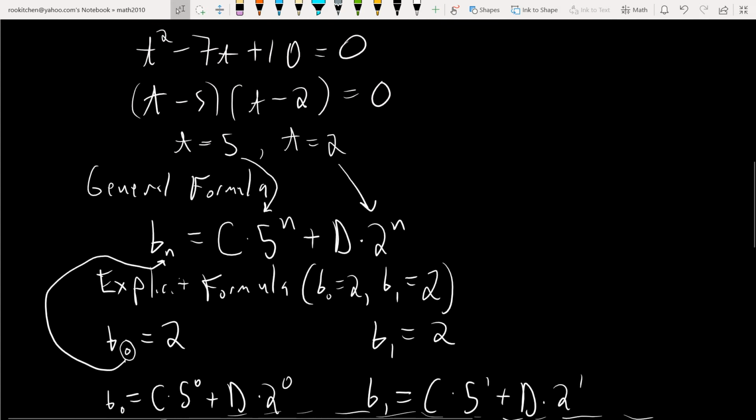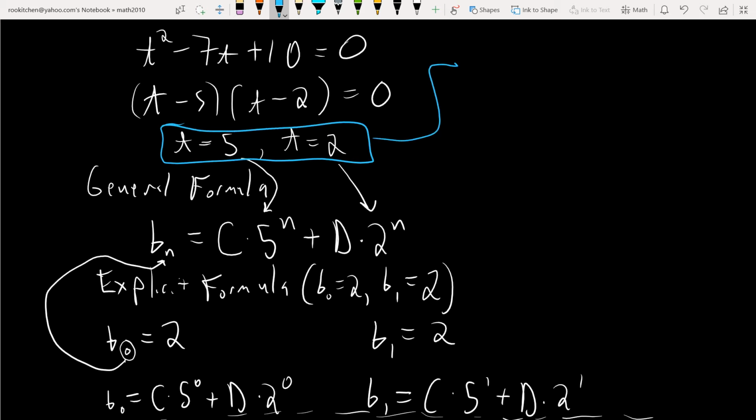One thing to note is the general formula is based off of the types of solutions to that characteristic equation. So for us, we have two solutions, and those solutions can be real or imaginary. Two solutions. The general solution will be just as I showed. So it's b sub n equals c times, call it one solution s to the n, plus d times the other solution, let's call it r to the n.